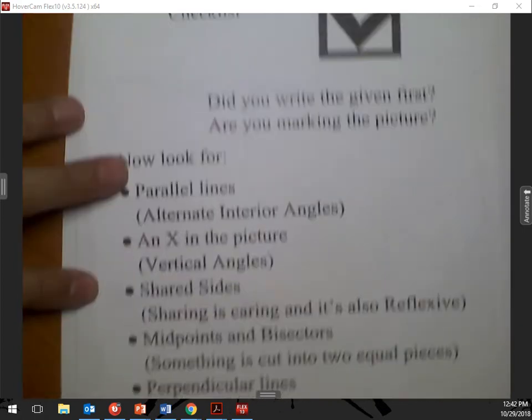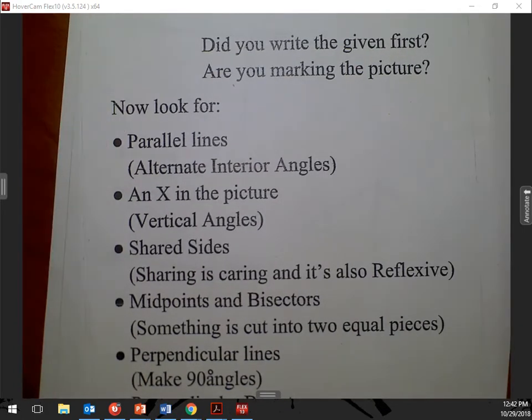Okay, shared side. This is going to be a property. You saw this one on the algebra worksheet I gave you, the one you're supposed to be turning in today. Reflexive property. If it's equal to itself, it's reflexive. It's like saying your reflection. You look at the mirror, you see your reflection. It's the same thing, right?